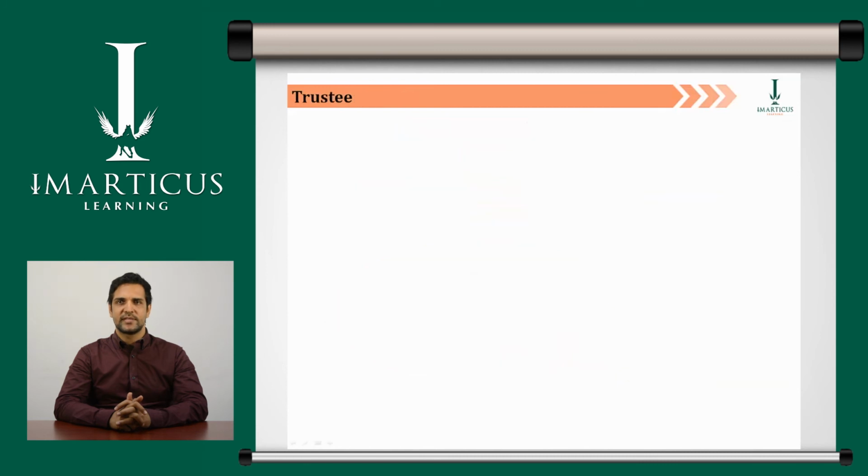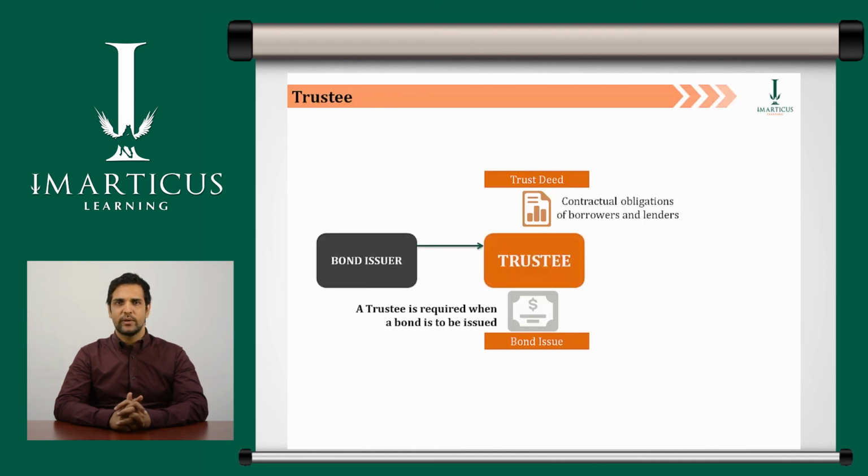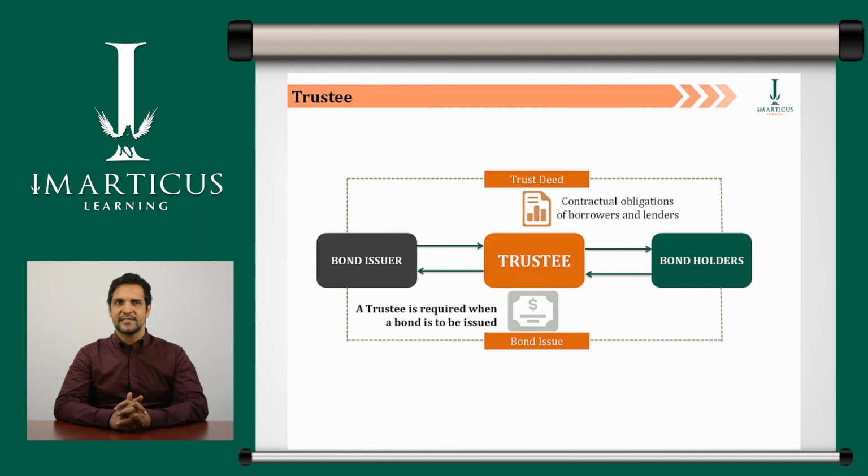Next, we come to the trustee. A trustee is required when a bond is to be issued. It is of paramount importance to set out the contractual obligations of the borrowers and lenders, which is constituted in a document called a trust deed. Once the issuer has decided to issue bonds, a trustee is appointed. A trustee could be a commercial bank or trust company. It acts as a mediator between the issuer and investor.